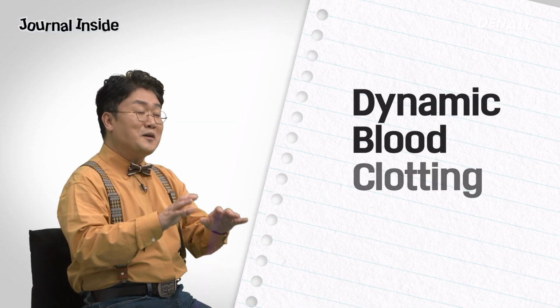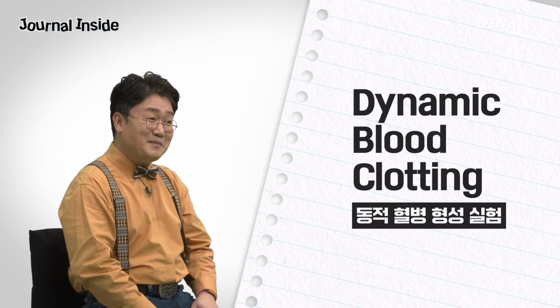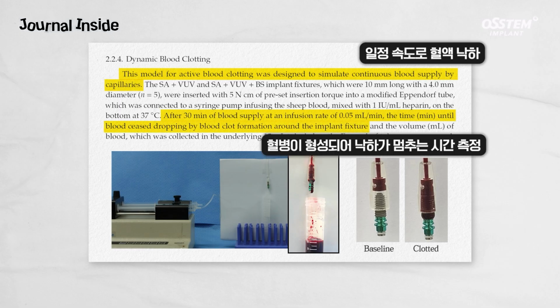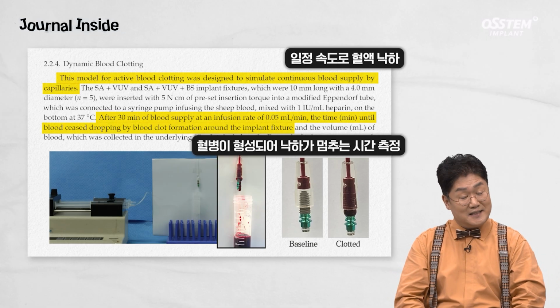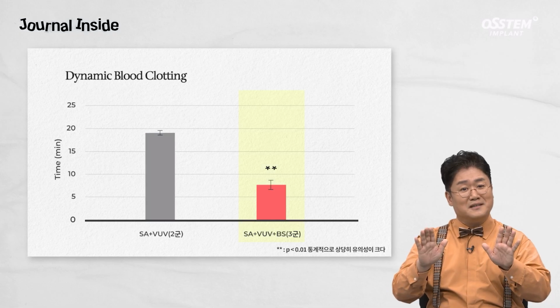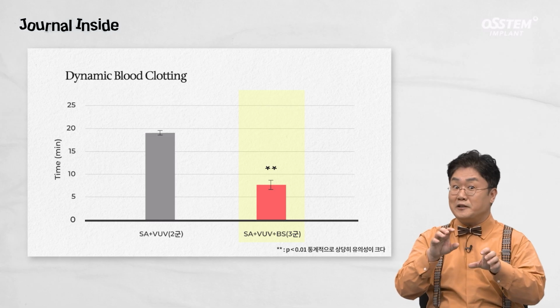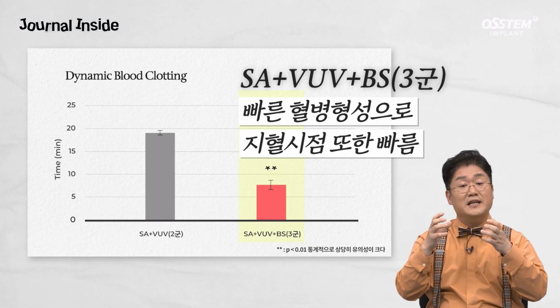The dynamic blood clot formation experiment was also attempted for the first time. In this experiment, blood was dropped at a constant rate, and when the implant formed a blood clot and sealed the opening, the blood stopped dropping, and we measured how long it took. The results clearly show that in Group 3, where the implant was treated with vacuum-UV and then immersed in a buffering solution, blood clot formation occurred more quickly, thereby stopping the blood dropping.